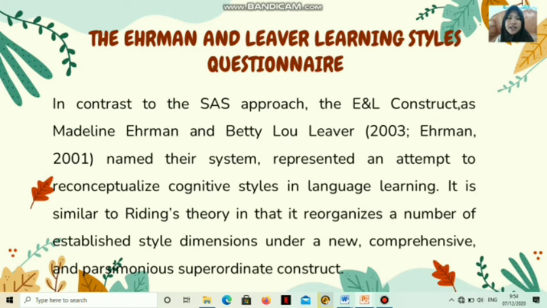In contrast to the SAS approach, the E&L construct, as Madeline Ehrman and Betty Lou Leaver, 2003, Ehrman, 2001, named their system, represented an attempt to reconceptualize cognitive styles in language learning. It is similar to reading theory in that it reorganized a number of established style dimensions under a new, comprehensive, and parsimonious superordinate construct.